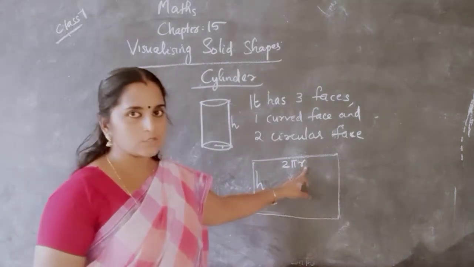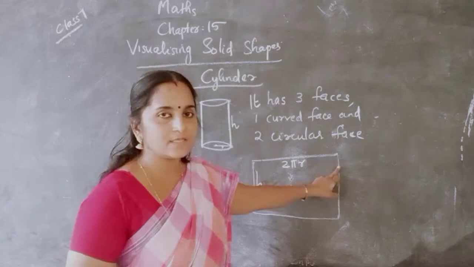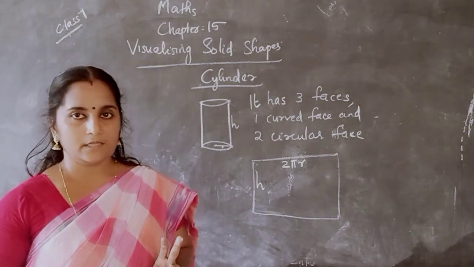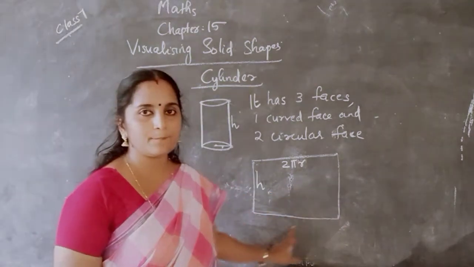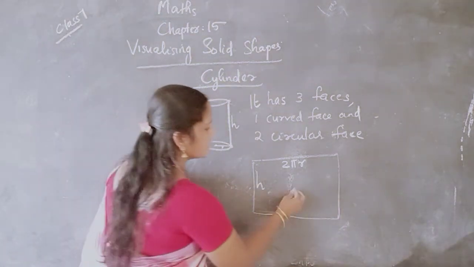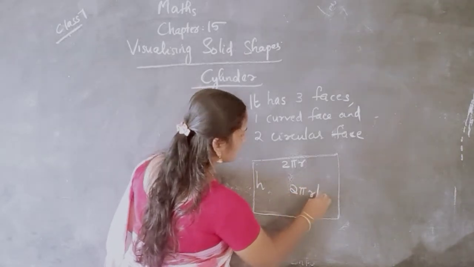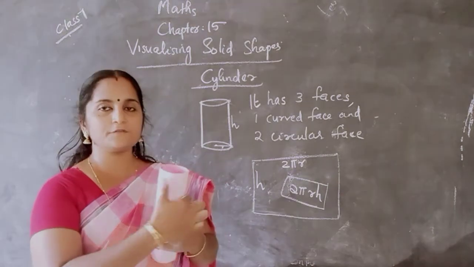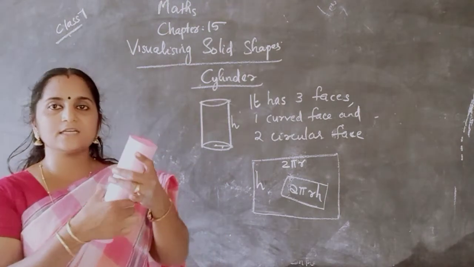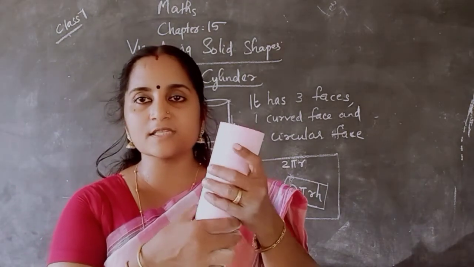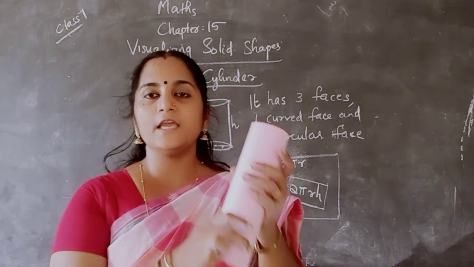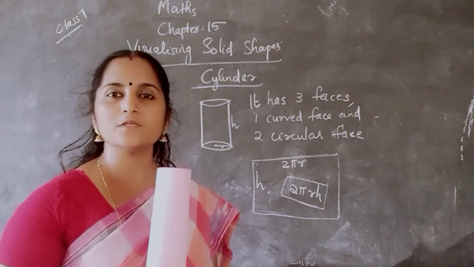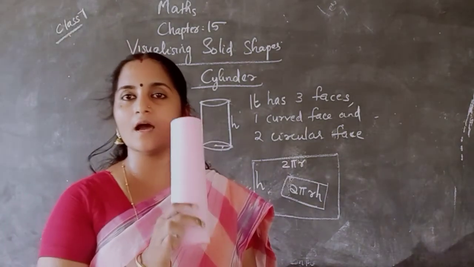2 pi r. So what is the length here? Length is 2 pi r and breadth is h. So what is the area of this paper? Length into breadth, that is 2 pi r h. This is the area of this paper. Area of this paper is same as the curved area of this curved portion. So what is the area of this curved portion? 2 pi r h.